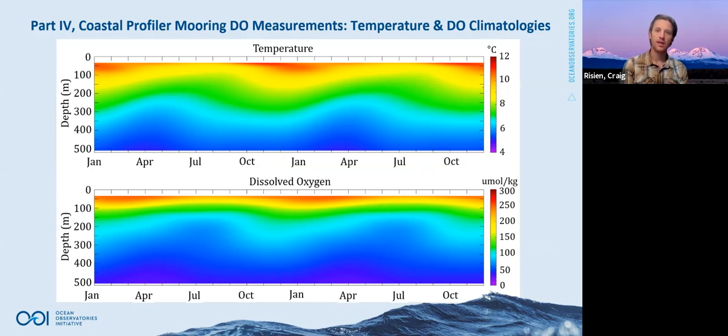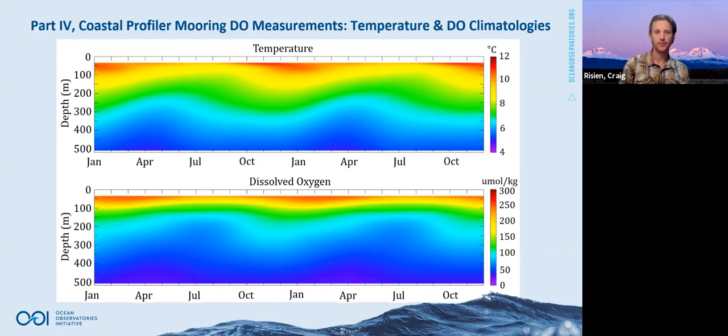And so what I'm showing here are temperature and dissolved oxygen seasonal cycles based on annual and semi-annual harmonics for the 2015 through 2019 period. And what you can clearly see here is the shoaling of the isotherms in the spring and the summer. And you can see the mixing that occurs in the wintertime. And in the dissolved oxygen, you can clearly see the shoaling of the relatively low oxygen water in the spring and summer months.